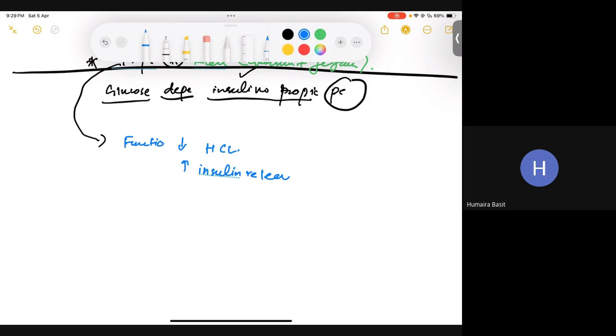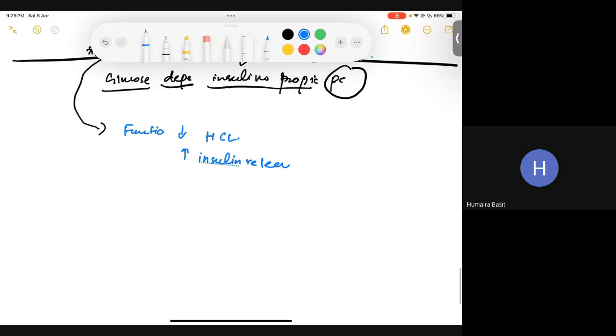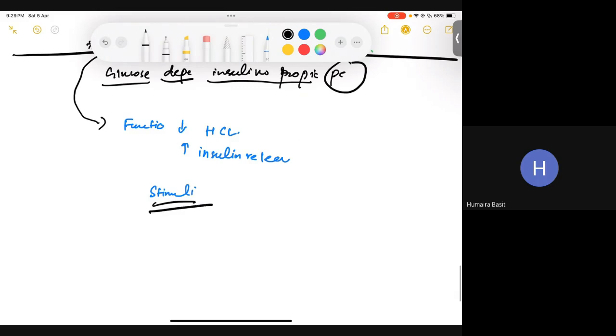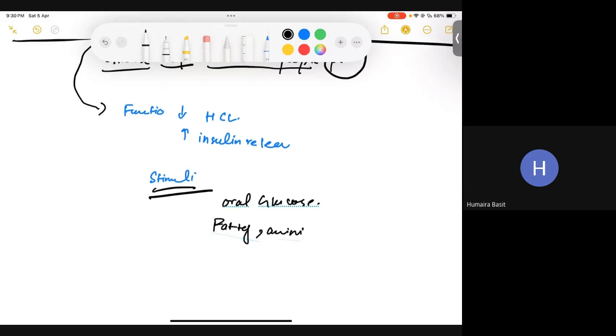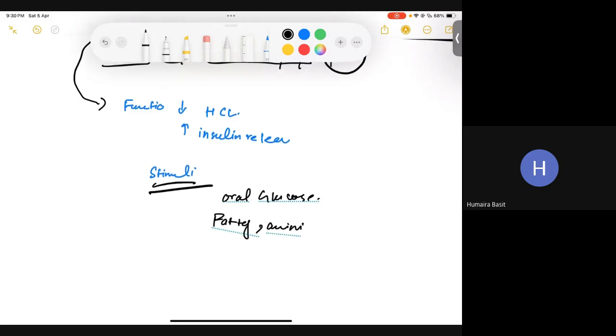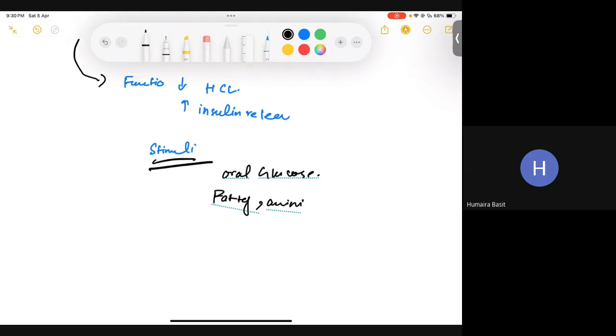So what are going to be the regulation or the stimuli, as we discussed? For the release of your GIP, first of all, it's going to be oral glucose, as we already discussed in detail. What else? Increased fatty acids and amino acids. Whenever the fatty acid and amino acid concentration increases within the duodenum, it's going to trigger the release of GIP.